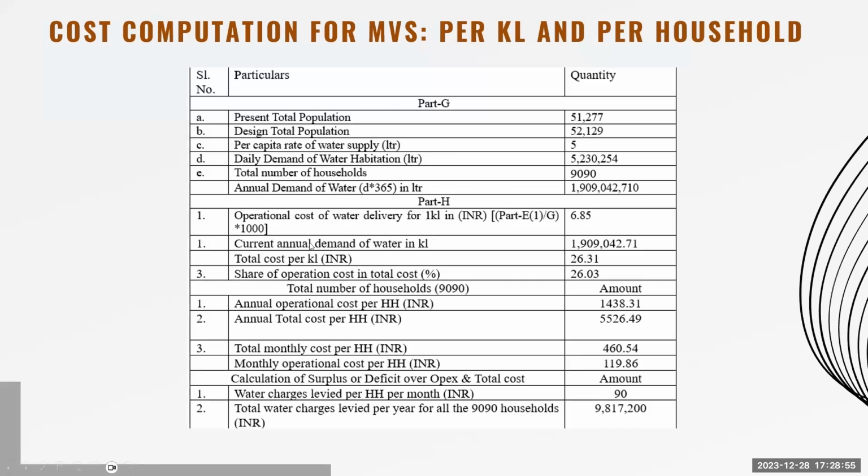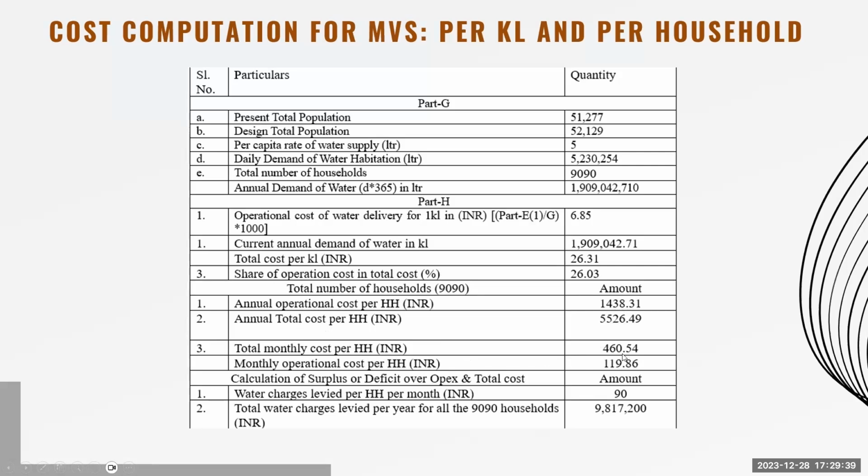And whereas if you look at the current demand for water, which is basically looking at the current population and so on, there are some differences. The total cost per kiloliter is 26 rupees 31 paisa, and therefore the share of the operational cost in the total cost is 26 rupees. So now the annual operation cost per household is 1,438 rupees, and annual total cost is 5,526 rupees. So total monthly cost per household is 460 rupees.